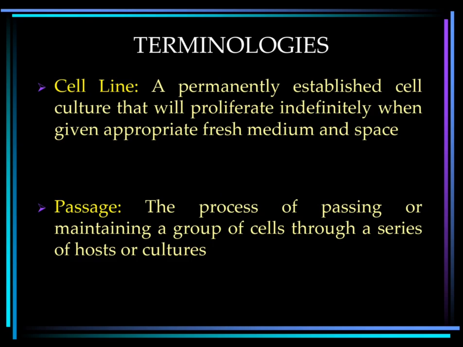Now, some other terminologies you need to know. What is a cell line? A cell culture developed from a single cell and therefore consisting of cells with a uniform genetic makeup, and they are permanently established cell cultures.